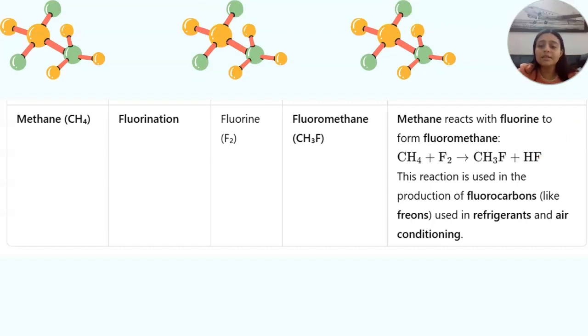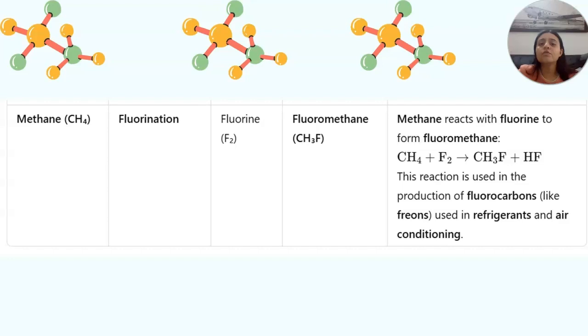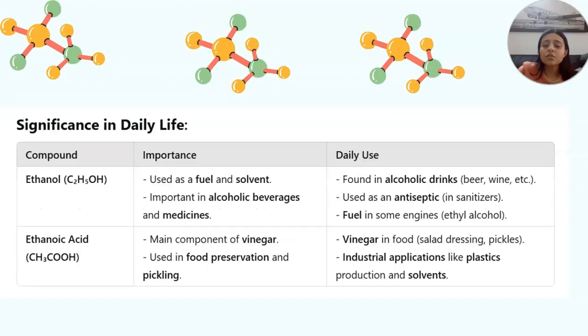So there is methane, where fluorination is happening. So this was all about the substitution reaction and the chemical properties of carbon compounds. Now we are going to learn two major important compounds mentioned in your NCERT textbook, that is ethanol and ethanoic acid. Their properties, their usage, their reactions are mentioned. So we will go through their properties and reactions one by one.